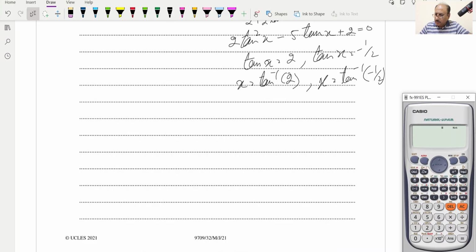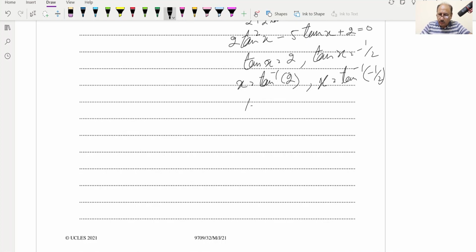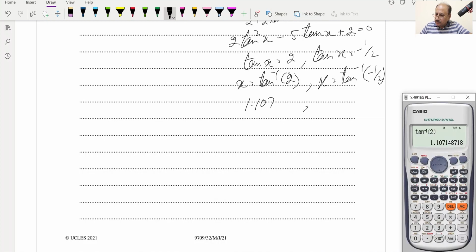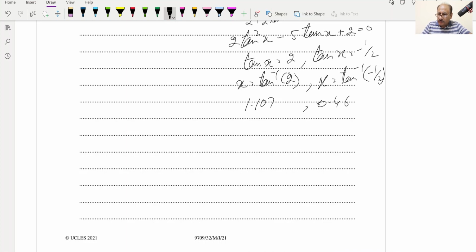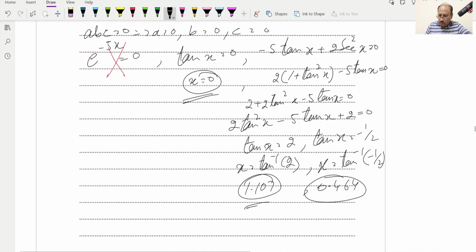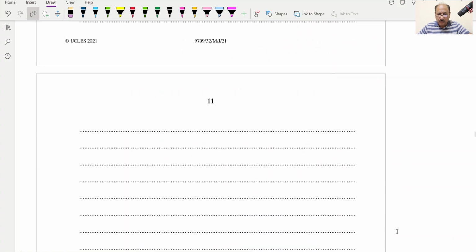This should be in radian mode, so shift mode will be 4 and shift tan 2, and this is equal to 1.107, and the second value we can check is for 1 over 2, and this will be equal to 0.464, rounded to 3 decimal places. So these will be the two answers, and the third answer is over here. So these are the three answers which we got from here.